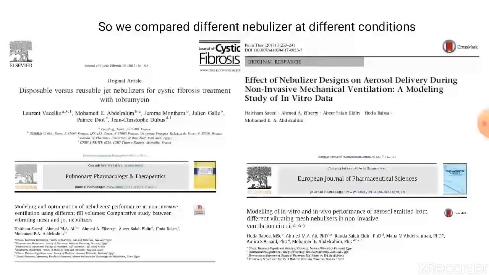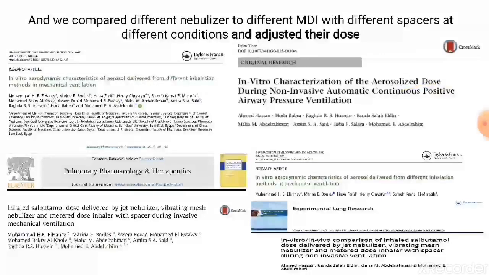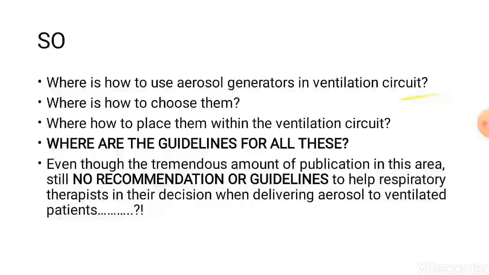We compared all nebulizers to each other. We compared all metered dose inhalers with spacers to each other. We even compared nebulizer to metered dose inhaler. We adjusted those, but we found big differences in other issues like patient interface, patient related factors, ventilator related factors, pressure assisted or volume assisted, and circuit related factors, single limb or dual limb. All these are factors affecting aerosol delivery.